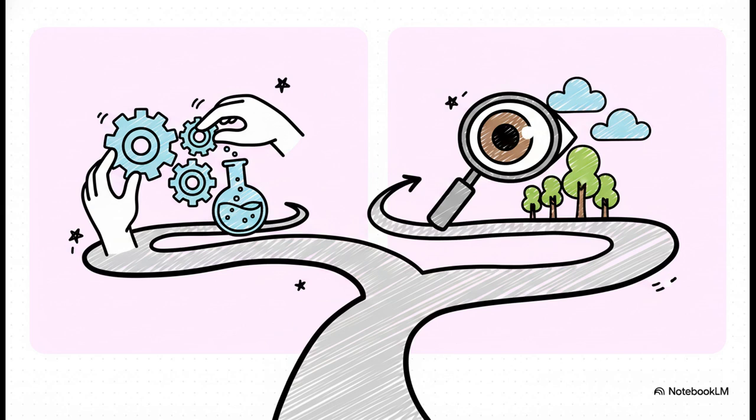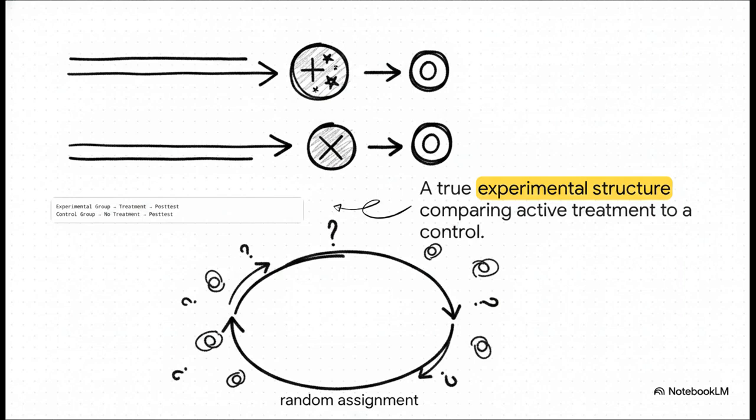If you do go the experimental route, a basic, true experimental structure contrasts an experimental group that gets the treatment against a strict control group that doesn't. Notice the symmetry there. Both groups take a post-test, but only one gets the active treatment. Plus, in a true experiment, you'd randomly assign participants to those groups, just to wash out all those pesky extraneous variables we talked about earlier.